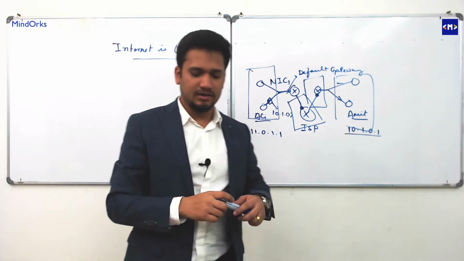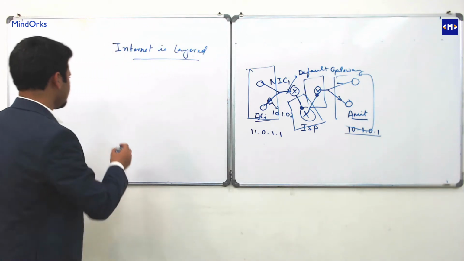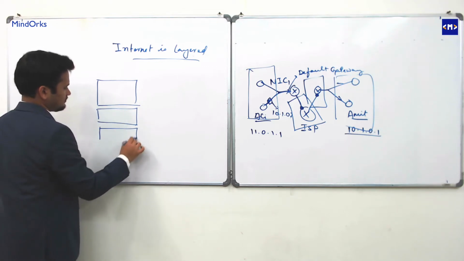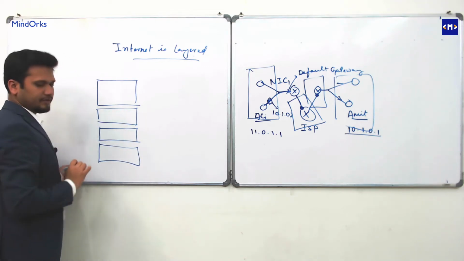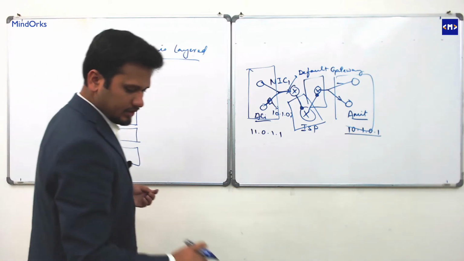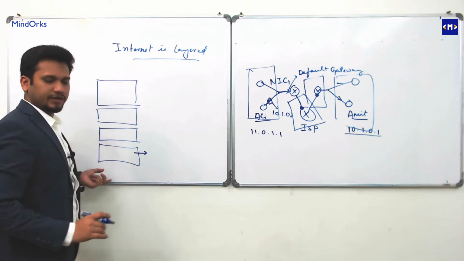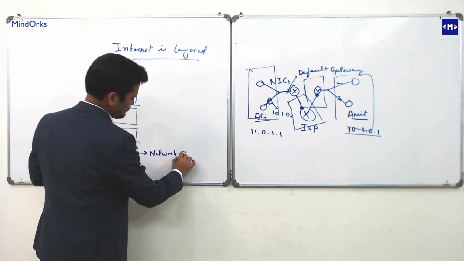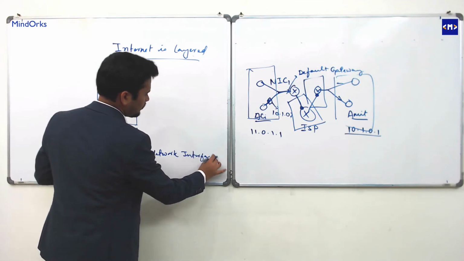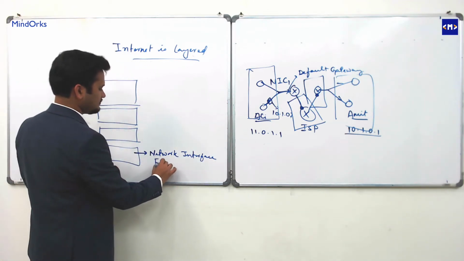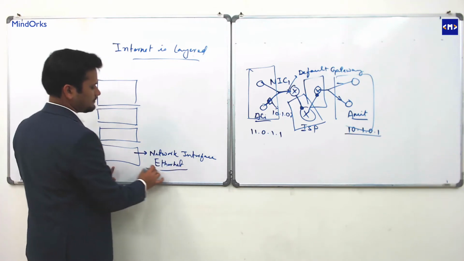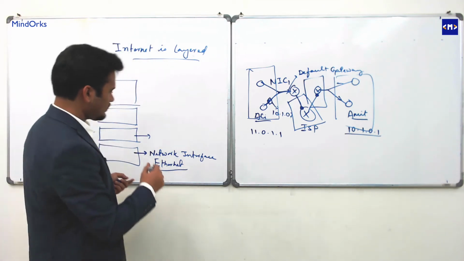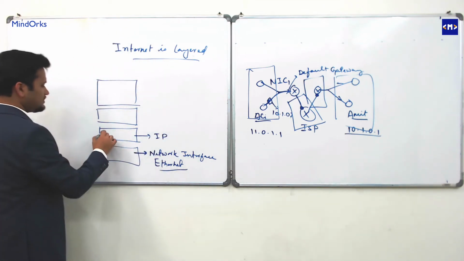What do I mean by layered? So the structure of the internet is like this. The bottommost layer is called the network interface. What is the network interface? It is the Ethernet. And above that we have IP. So this is the network layer.